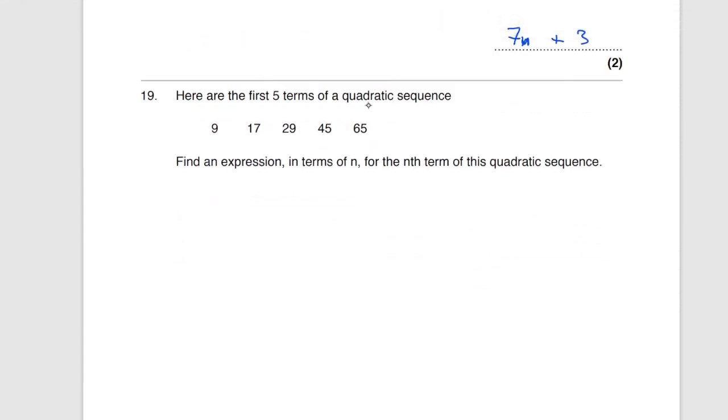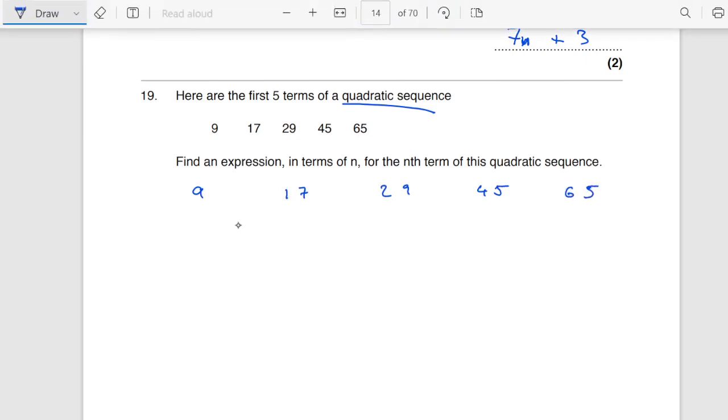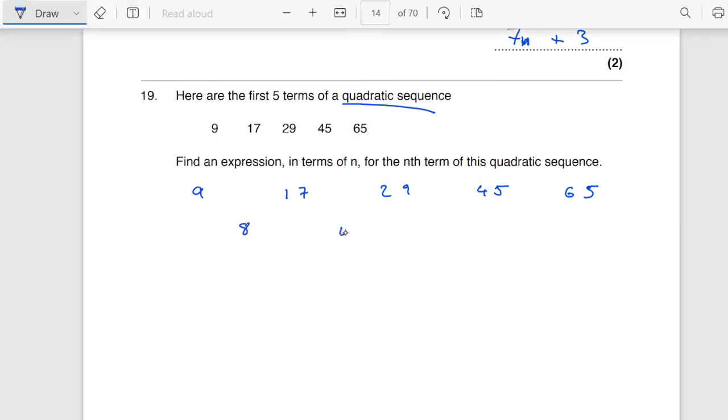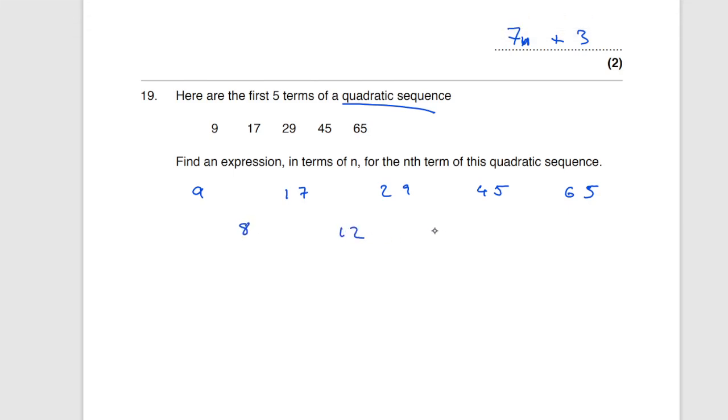Okay, question 19. There we go. Here are the first 5 terms of a quadratic sequence. Find an expression for the nth term of the quadratic sequence. So if I'm dealing with a quadratic sequence, I just need to give myself a little bit more working room than the question allowed. If I look at the first set of differences, I've got 8, 12, 16, and 20. And then if I look at the second differences, I'm looking at 4, 4, 4.